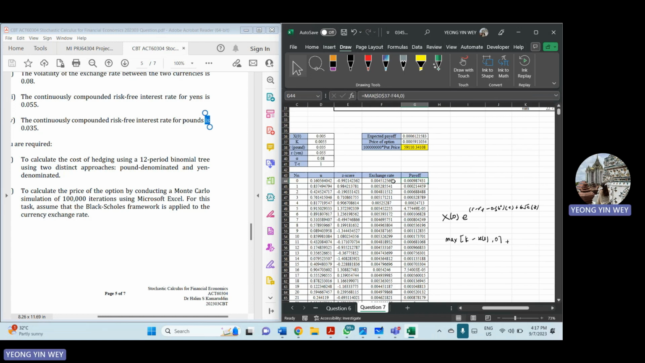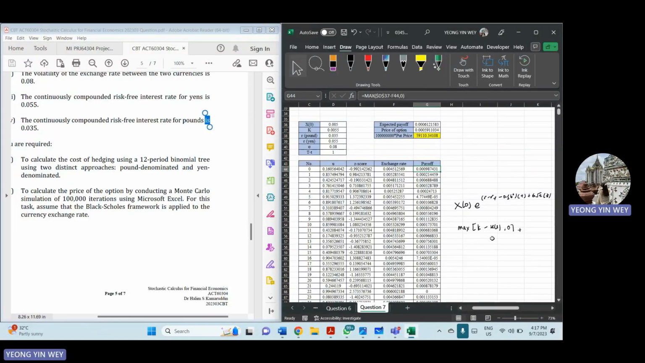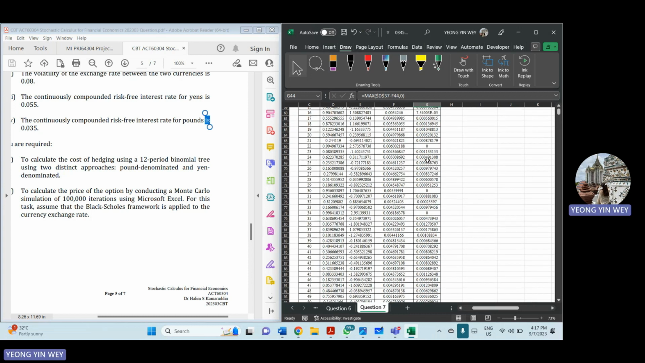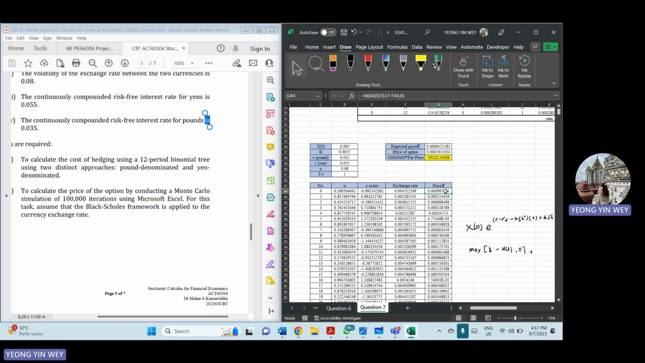Then the payoff will be equal to K minus the exchange rate or 0, because we are using the put. So we compare the strike price with the exchange rate. Our formula here is the maximum of strike price minus the exchange rate, or 0. After calculating all the payoffs, we will calculate the expected payoff by using the average of the payoff. Then we will calculate the price of the option by discounting back to time 0 and times with 100 million yen.